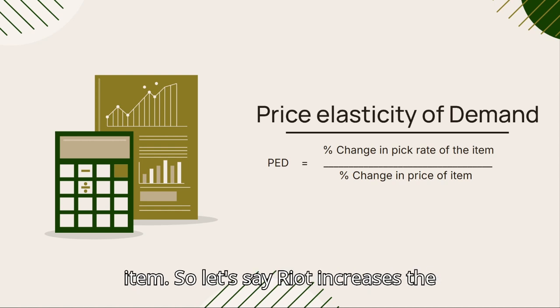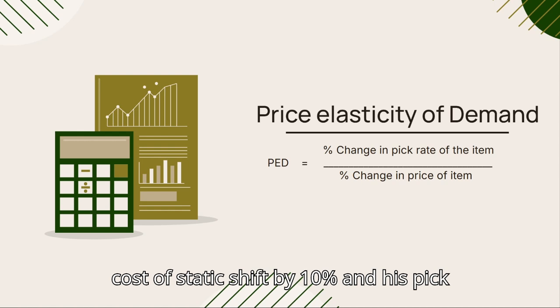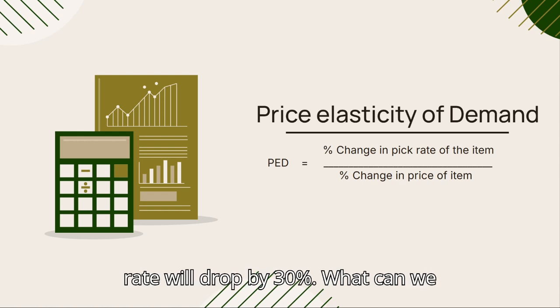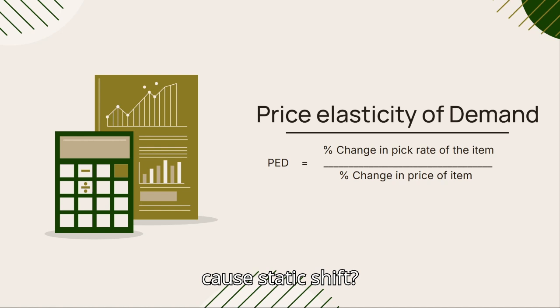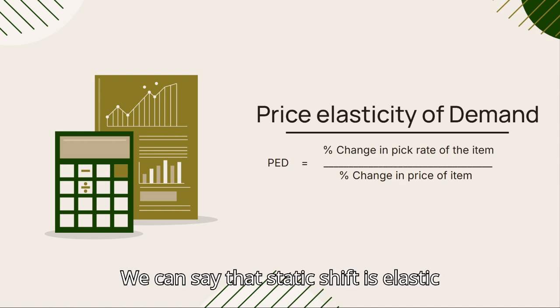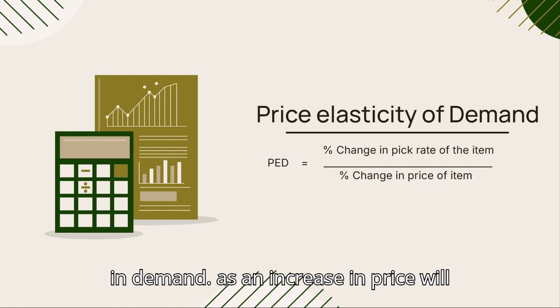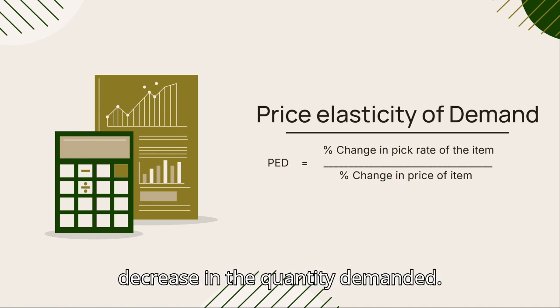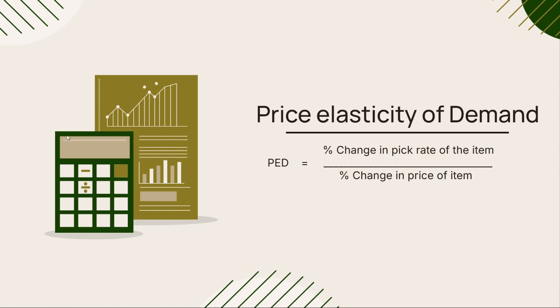So let's say Riot increases the cost of Static Shiv by 10% and its pick rate will drop by 30%. What can we call Static Shiv? We can say that Static Shiv is elastic in demand, as an increase in price will result in a more than proportionate decrease in the quantity demanded.